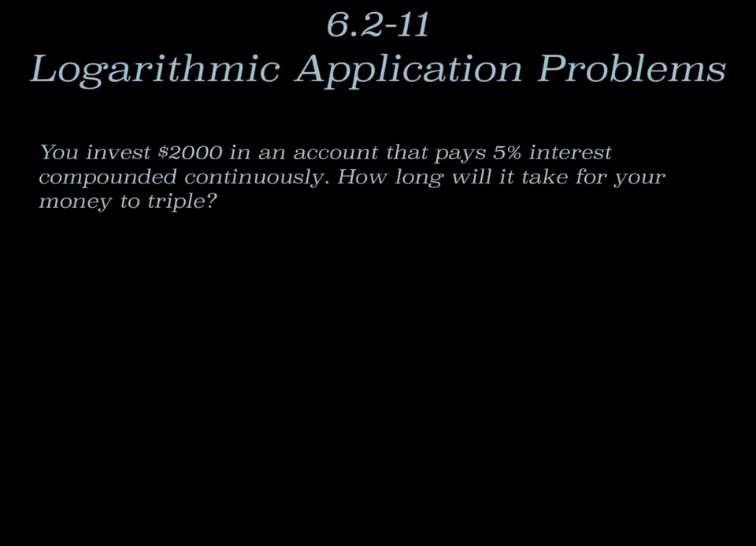Okay. So our first example, you invest $2,000 in an account that pays 5% interest compounded continuously. How long will it take for your money to triple? All right, so we're going to use the continuously compounded interest formula, and don't worry, I will give this to you on the test. A = Pe^(rt), and we're going to fill in all the values. Our A is our after amount, and we want $2,000 to triple, so that means multiply 2,000 by 3. Our after amount will be $6,000.